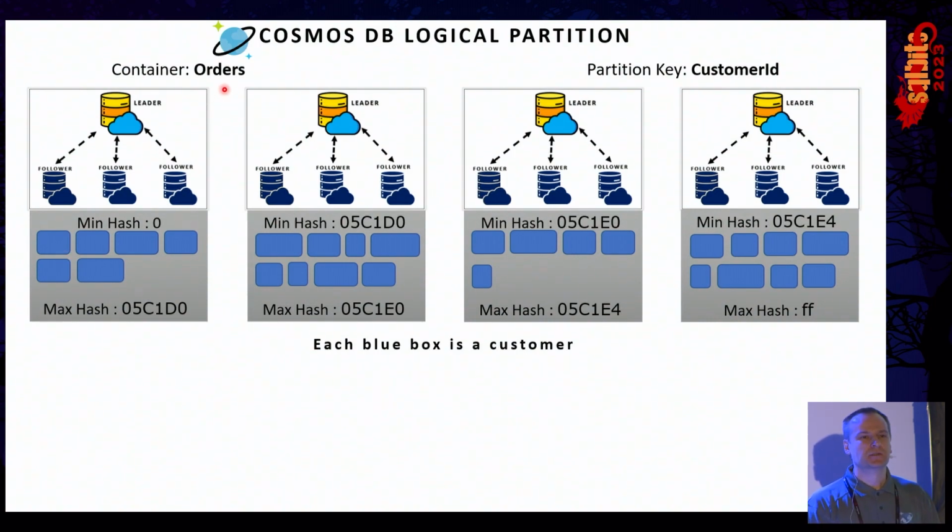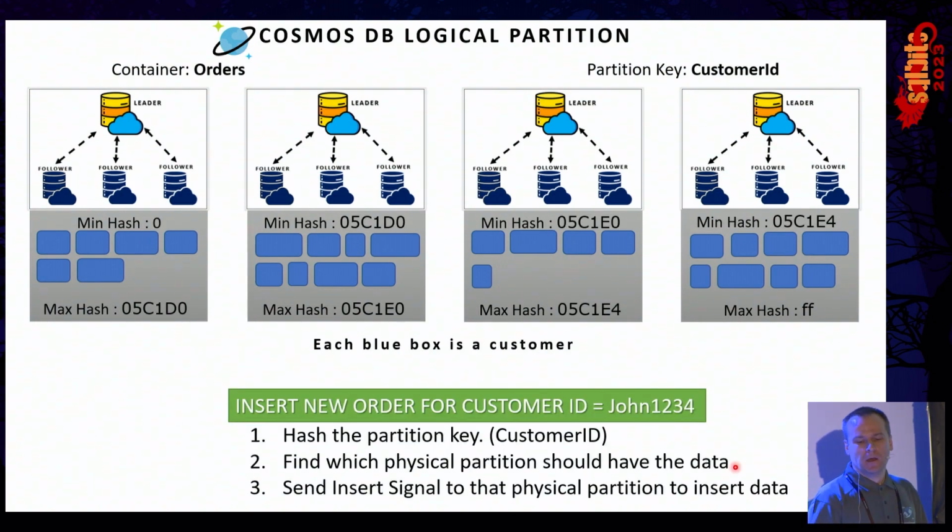So in each blue box here, those are the logical partitions, which you define when you actually define your orders. So that's the partition key I said, customer ID. So each of those blue boxes are really customers, and all the data goes in that box. For example, let's say we are going to try to insert data, right? And let's say our customer ID is John 1234. The first thing Cosmos DB is going to do is hash that partition key. And that partition key is going to be somewhere between 0 and FF after it is hashed. From that point, it's going to know which physical partition should have this data. And from here, it's going to write to exactly that physical partition. So that's how the write is going to actually work.